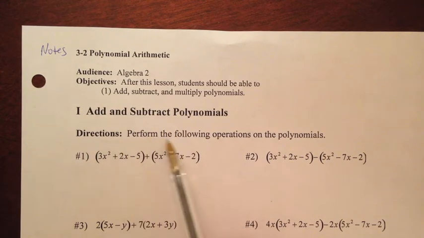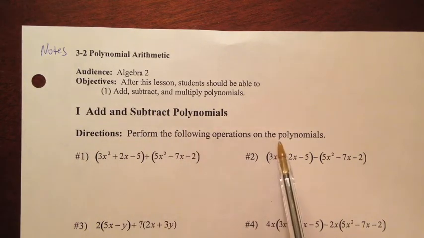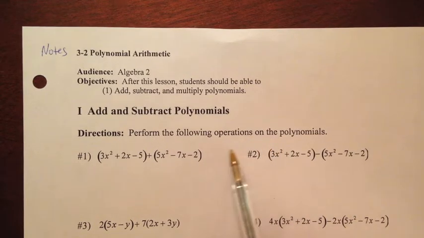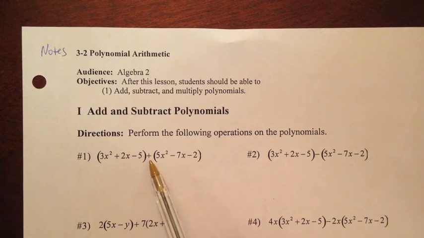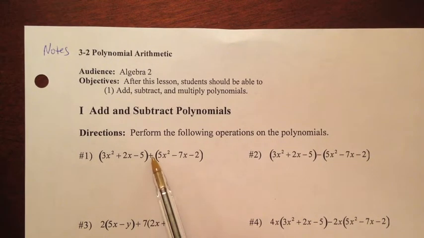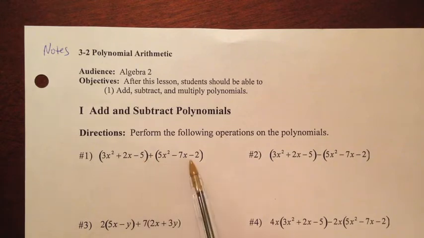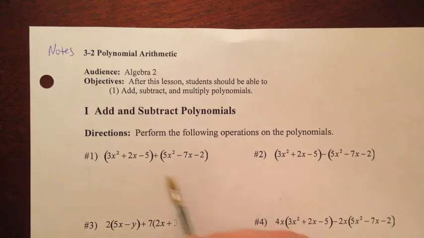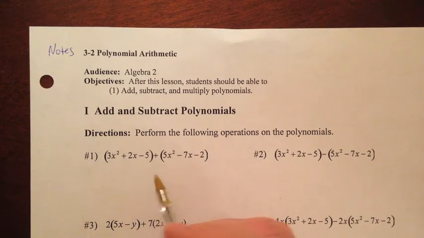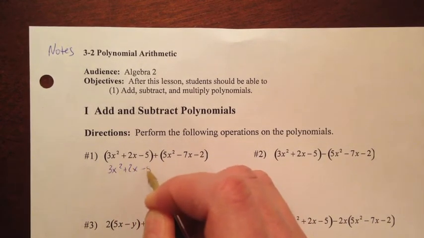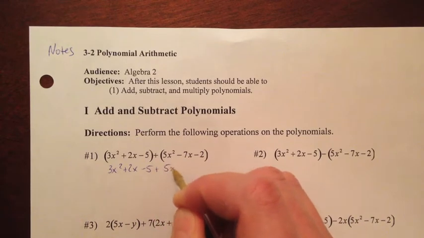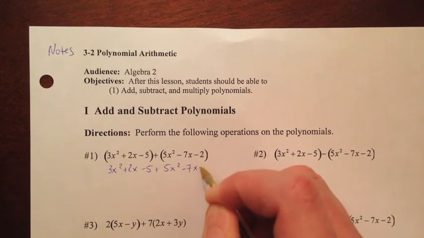Alright, so let's start with adding and subtracting polynomials. So directions: perform the following operations on the polynomials. The key thing here is when you have sets of parentheses, you want to look and see if there's some symbol beneath or between them. So if there's a plus sign, we're going to add these two sets of parentheses. Now what I'm going to do is rewrite this without the parentheses. We don't need them. You don't have to do this, but for a lot of people it's nice to not have to look at the parentheses.